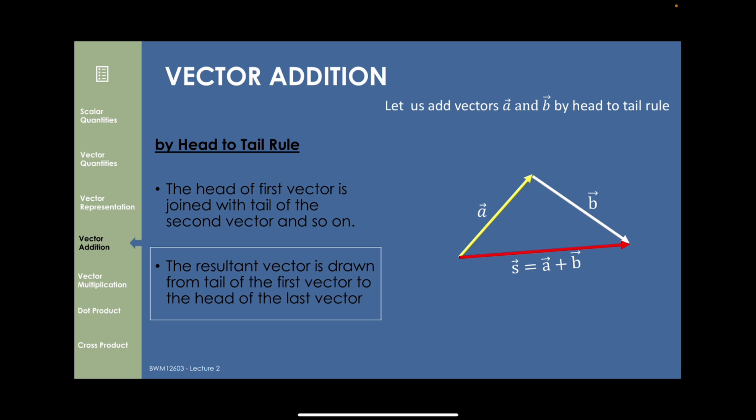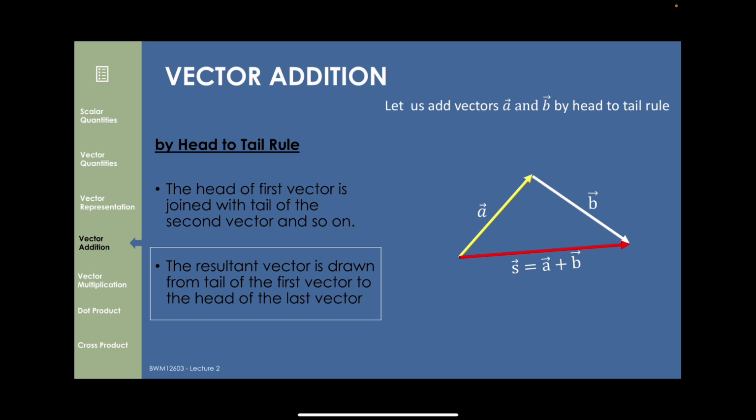It is not necessary that the length of s will be equal to the sum of the lengths of a and b. It will be different. We can find out that length with trigonometric functions. You will see in the coming slides also how we find that magnitude. Okay, this is the vector addition by the head to tail rule.